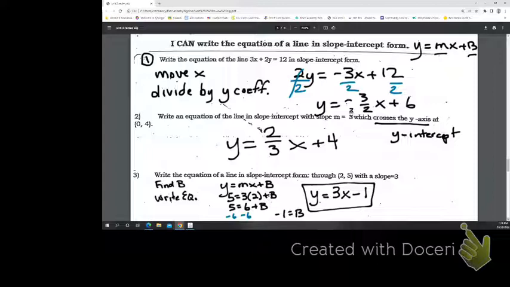So please make sure that you actually write an equation. Don't do the hard part of finding the b and then drop the ball and not give the equation. Notice how all these answers look pretty similar. They're all equations in slope-intercept form on this section.